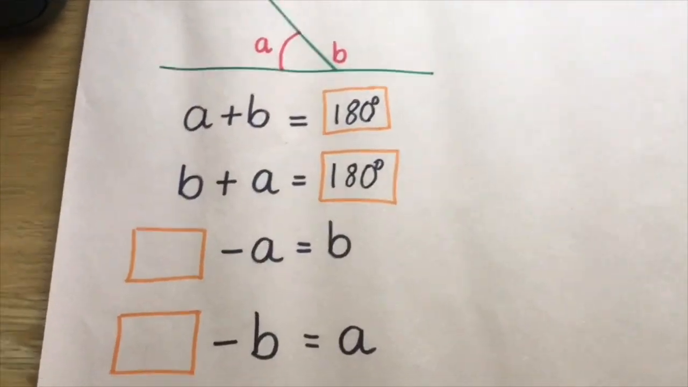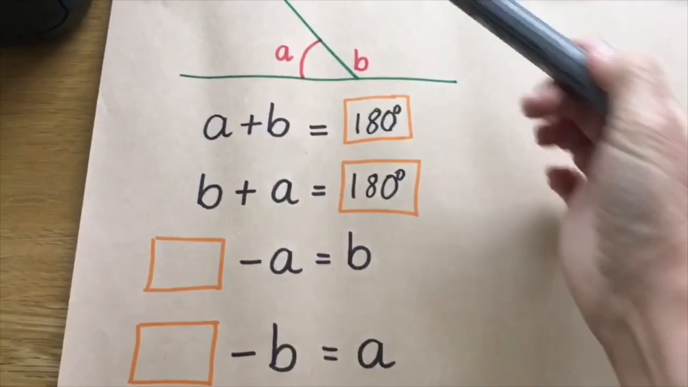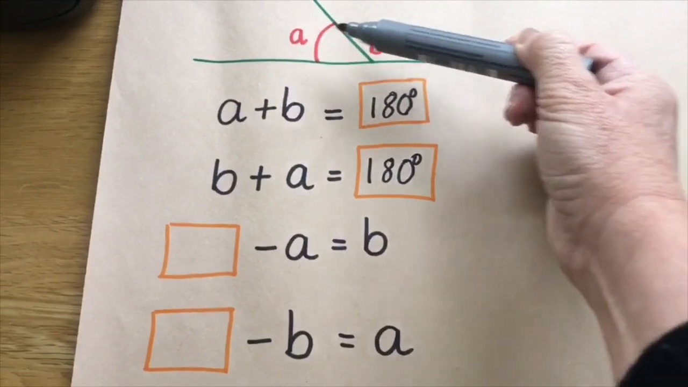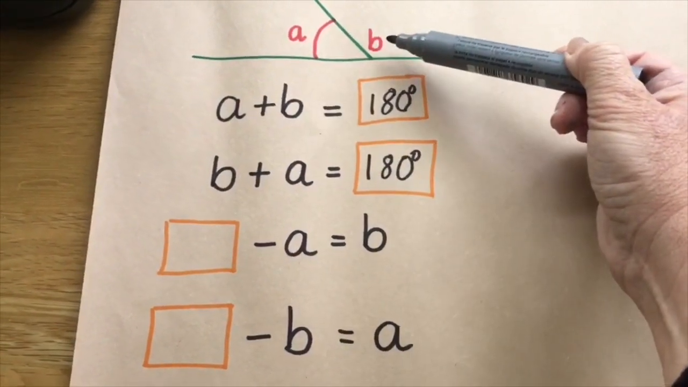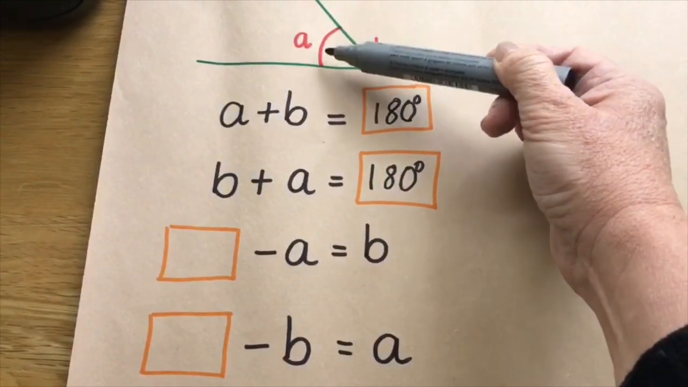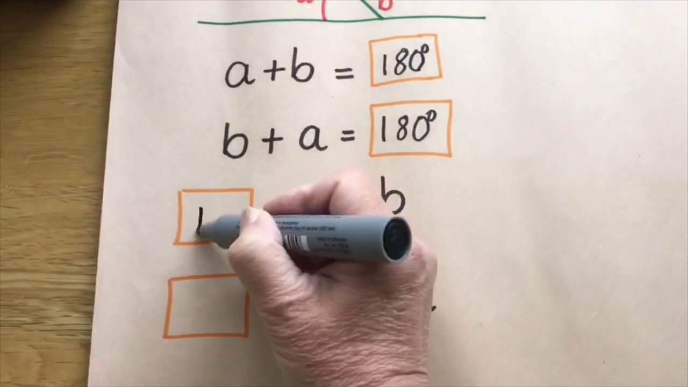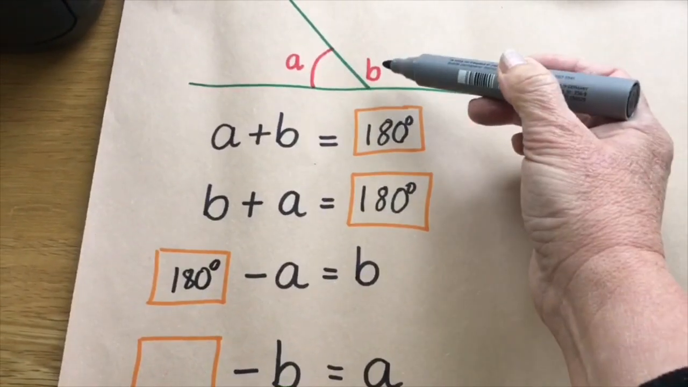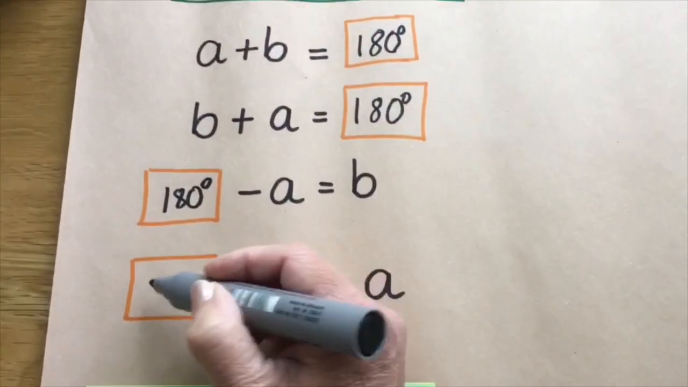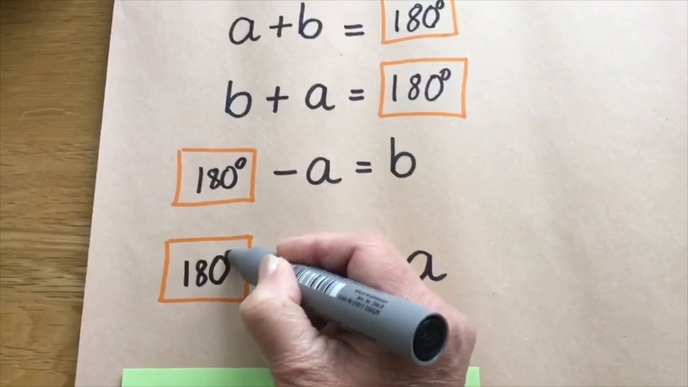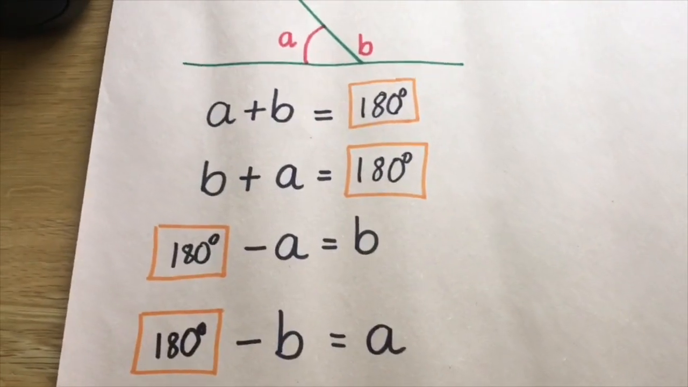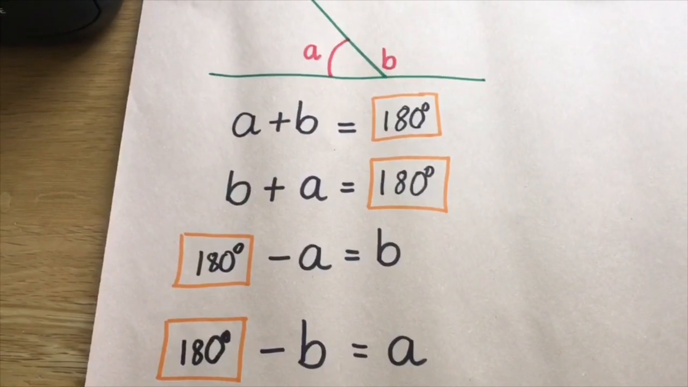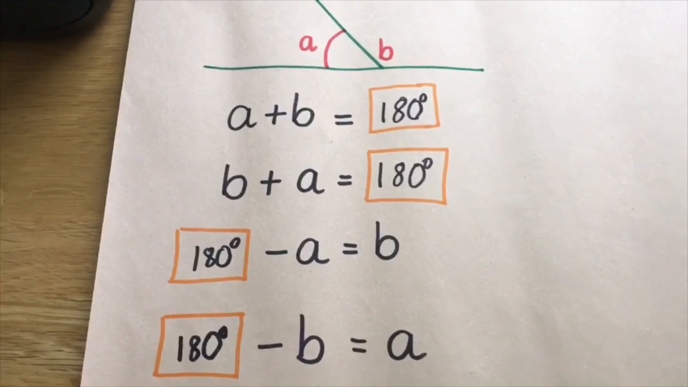If we look at these two now, something minus A is going to give us B. So 180 degrees, because that's the total of A and B, 180 degrees minus angle A would give us angle B. And likewise, 180 degrees minus angle B would give us angle A. So even though we don't actually know the size of angle A and angle B, we know that the relationship between them means that they will both add to a total of 180 degrees.